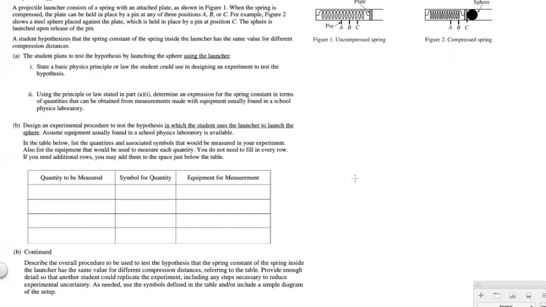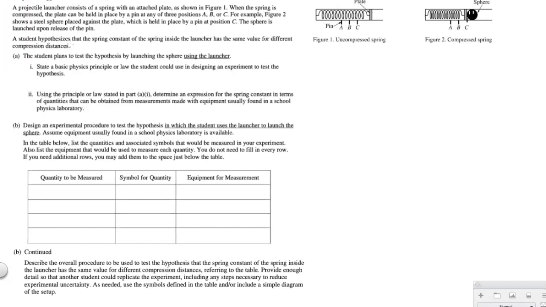Okay, so this is from 2019. It's number 3. The situation is we have this launcher that's operated by a spring inside of it, and the spring can be compressed 3 different distances and held there with a pin. So we got C, B, A, with A being the farthest compression.